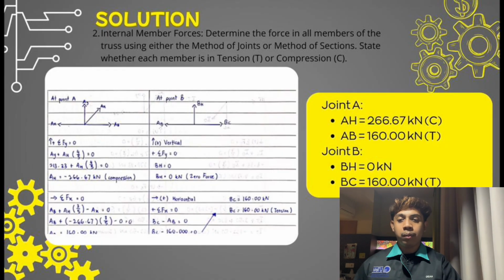Alright, so for the internal member, after calculating the support reaction, we use the method of joints to determine the internal forces. At joint A, member AH carries 267 kilonewtons in compression, while member AB carries 160 kilonewtons in tension. At joint B, member BH is identified as a zero force member and member BC carries 160 kilonewtons in tension. These results indicate how the load is transferred through the structure.